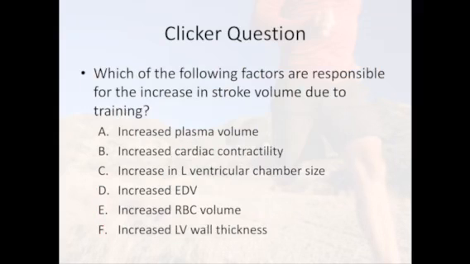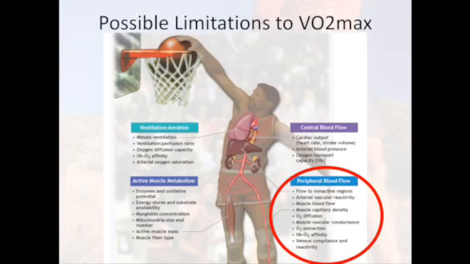That's what we want. Okay, which of the following factors are responsible for the increase in stroke volume due to training? We just talked about those, right? We got increased plasma volume, increased cardiac contractility, increased chamber size, increased end diastolic volume, increased red blood cell volume, and increased wall thickness. All of them. Good stuff.